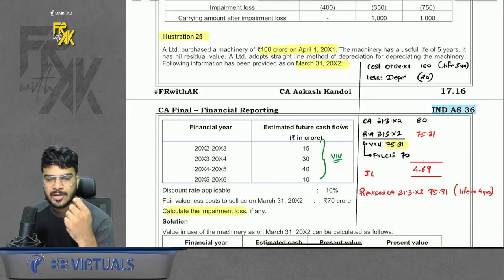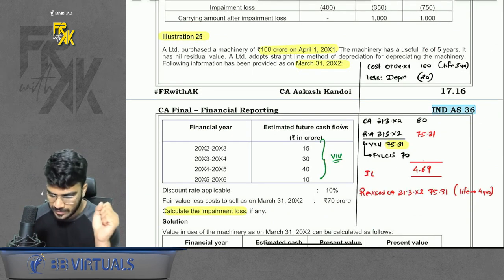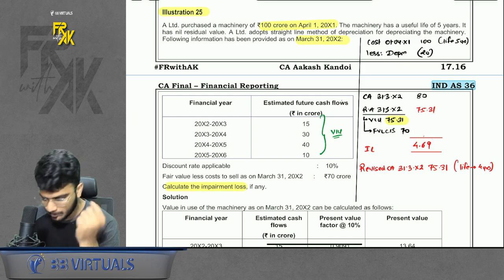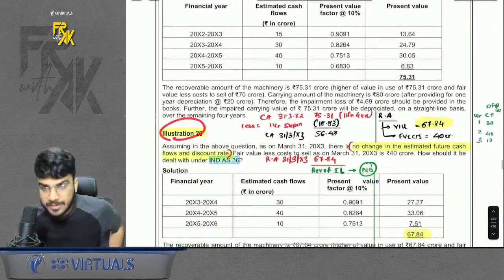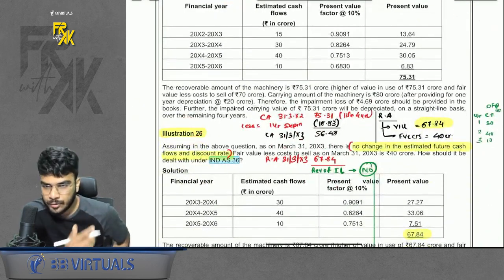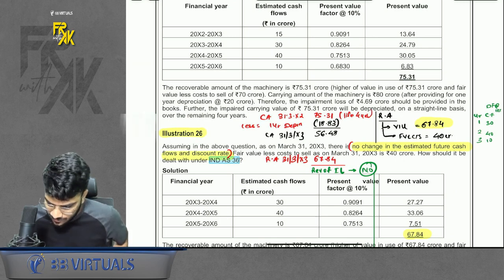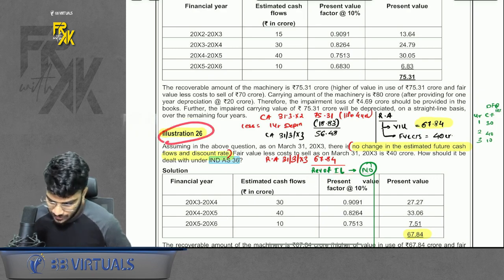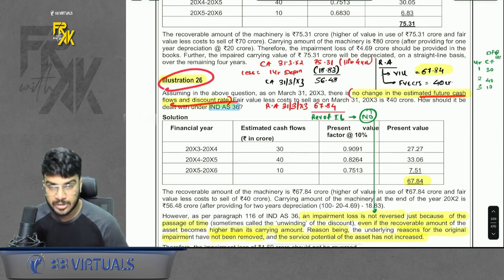This illustration is based on a point which I'll just revise. For example, in illustration number 25, we got an impairment loss of 4.69. In illustration number 26, that is 1 year after, a continuation of 25, it shows a reversal. But in this question, you will not reverse anything. Why? Because in this question, it was mentioned that your cash flow estimates do not change.